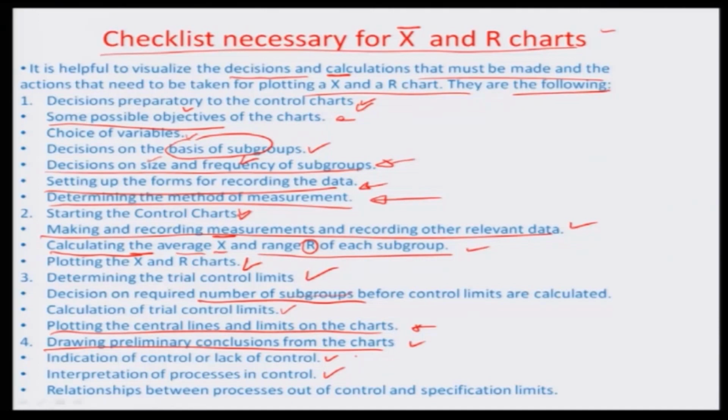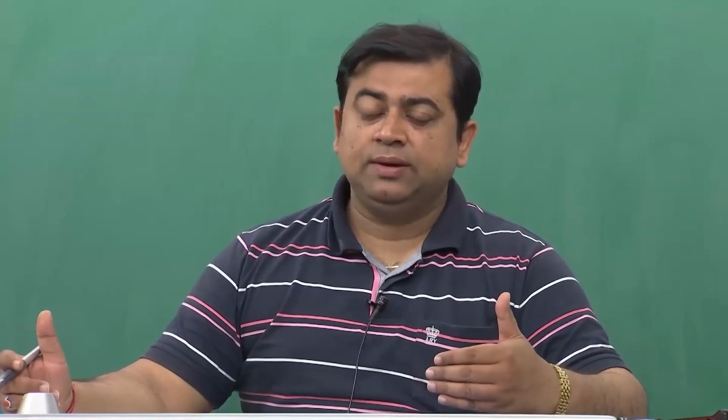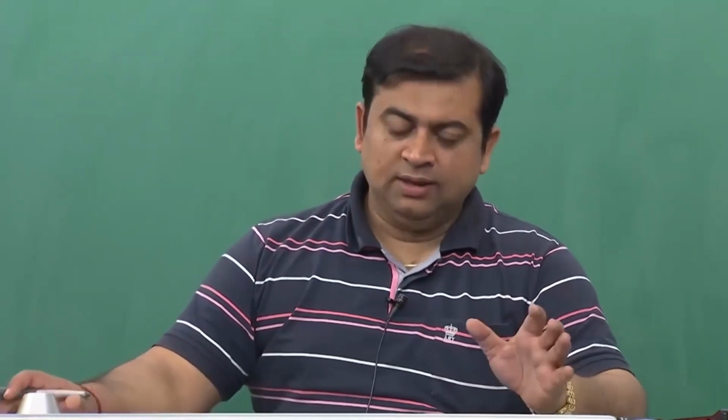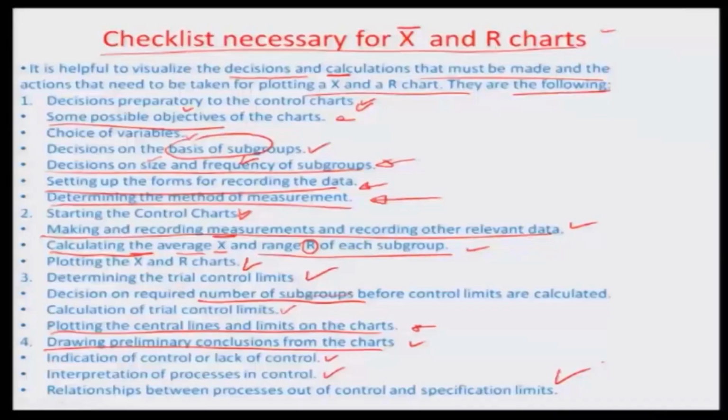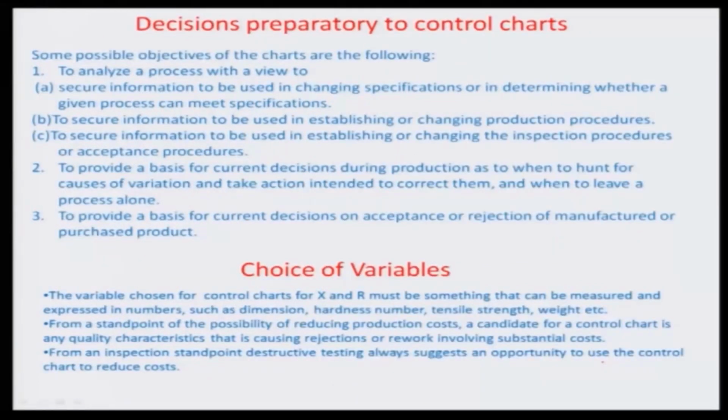You can also have relationships between processes out of control and specification limits, which is very important for measuring process capability of the system. If a machine is producing some abnormal range of products with a mean which is probably off centered, and the specifications given by the design are within the limits being set for the production process, you may end up producing more defectives. So, we will have to do something so that it can be controlled back to normalcy. So, that is regarding the checklist necessary for X bar and R charts.